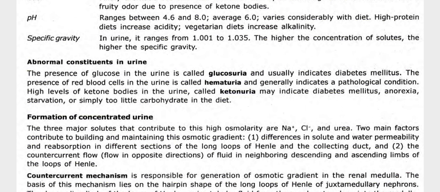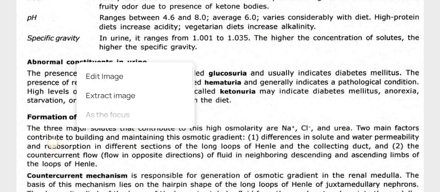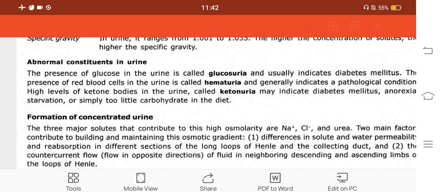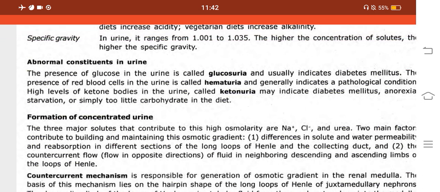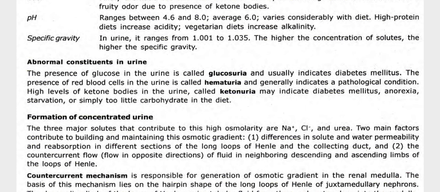Next, abnormal constituents in urine. The presence of glucose in the urine is called glucosuria and usually indicates diabetes mellitus. The presence of red blood cells in the urine is called hematuria and generally indicates a pathological condition. High levels of ketone bodies in the urine, called ketonuria, may indicate diabetes mellitus, anorexia, starvation, or simply too little carbohydrate in the diet.